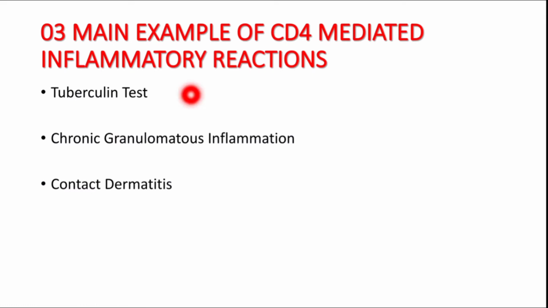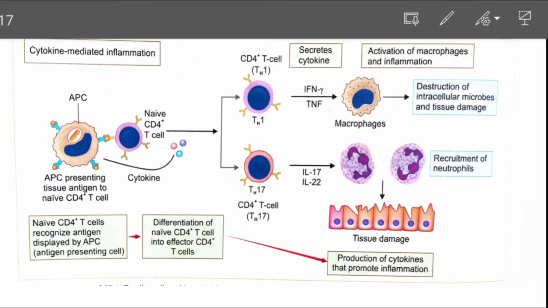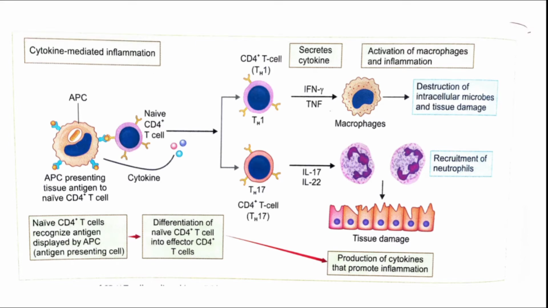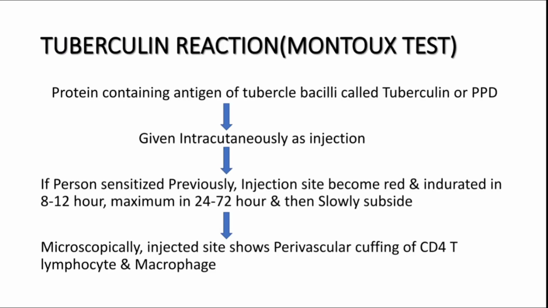So basically, there are three main examples of CD4 T lymphocyte mediated inflammatory reaction, right? This particular reaction could be of three varieties. There are three classical examples. The first is the tuberculin test, then chronic granulomatous inflammation and contact dermatitis, among which granulomatous inflammation is most important, right? It's a favorite topic of every examiner. So let's begin in detail.